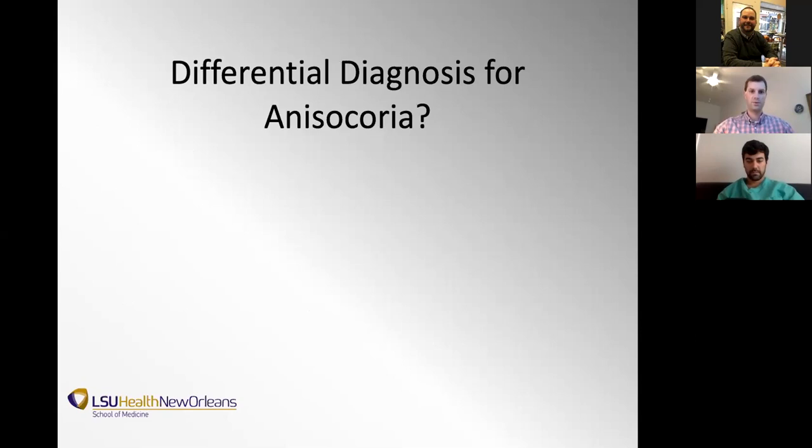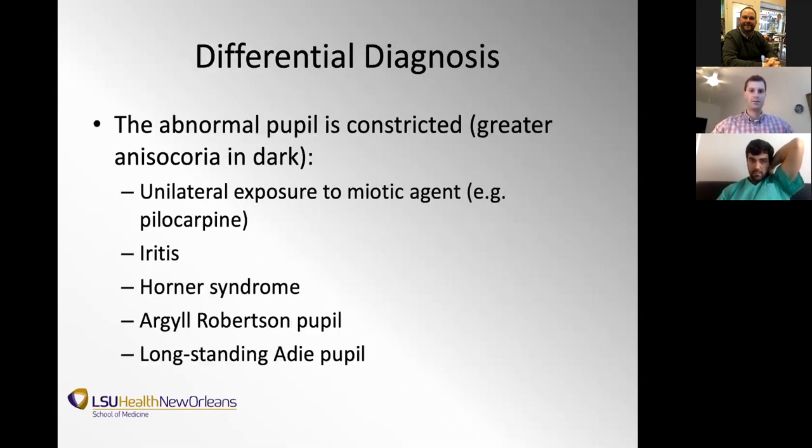So what would you all include in your differential diagnosis for anisocoria? Horner syndrome, Adie's, third nerve palsy. Yep, those are all good ones. So I hinted at it too, that the parasympathetic and the sympathetic systems are at play here. And so those were some good ones.